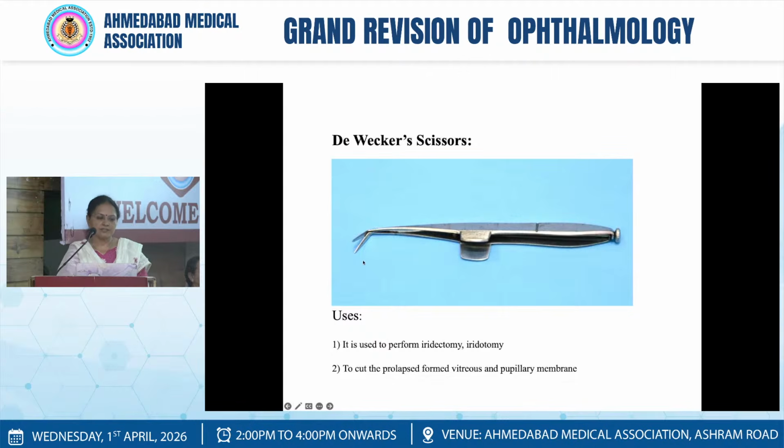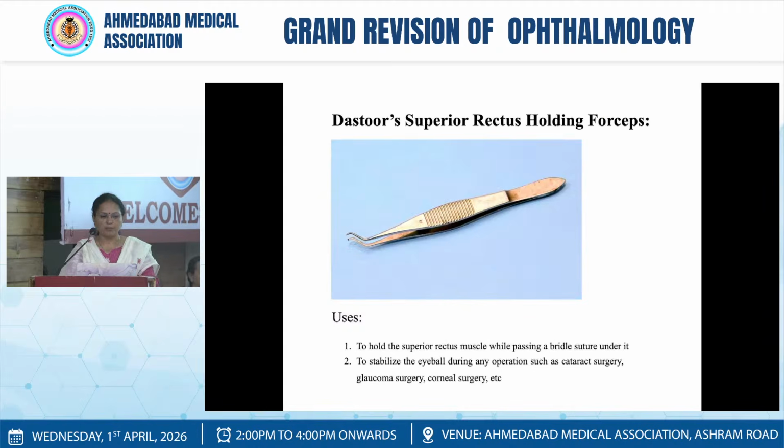This is Vannas scissors. It is very unique. It is used to perform iridectomy. When a part of the iris is to be cut, that is called iridectomy. It is usually done in which surgery? Anti-glaucoma surgery, or sometimes cataract surgery also, right? And to cut the prolapsed vitreous and pupillary membrane. So whenever a patient has a trauma or has a subluxated or dislocated lens with the vitreous in the anterior chamber, you can cut with the scissors. Ideal is anterior vitrectomy.